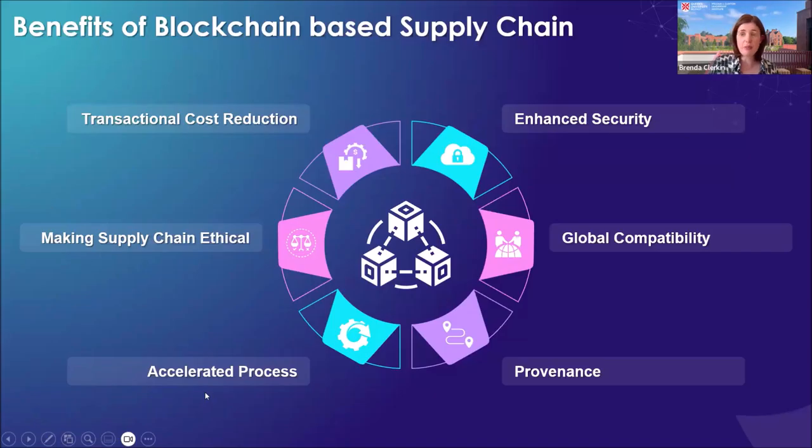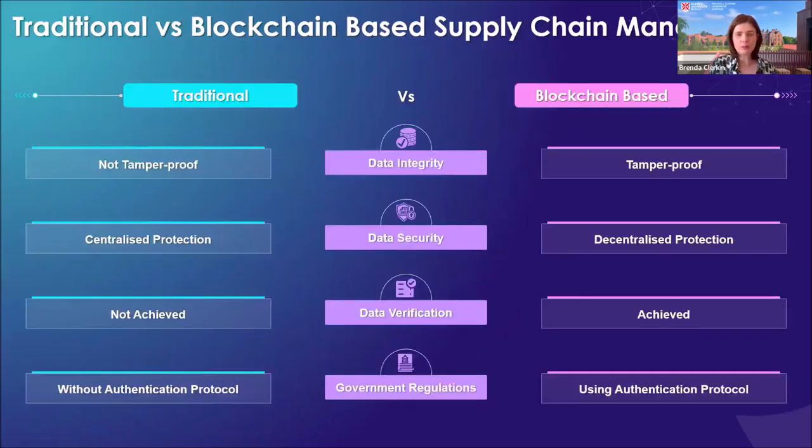Accelerated process, absolutely, particularly with the smart contracts, executing contracts much more quickly. Maintaining ethical supply chain. Yeah, depending on the pathway of the product, that could be one way of proving that ethical supply chain, and it absolutely can reduce the cost of the transactions. We're reducing those intermediaries along the way, and we're getting everybody to certify as they go.